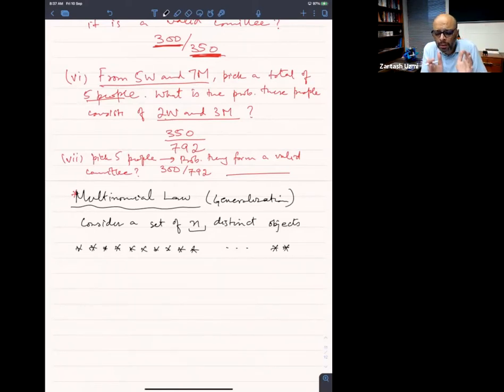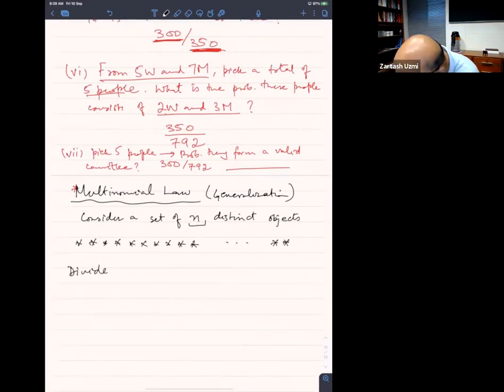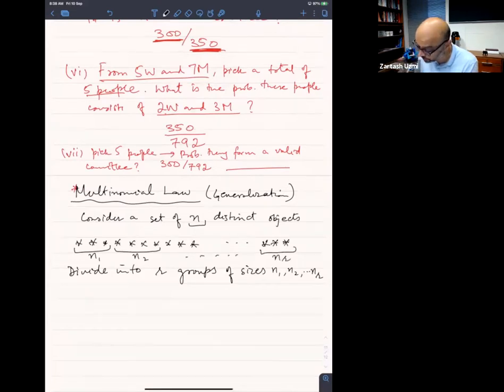But what if I have to make a group from a large number of objects? I have to make a group जिसमें 4 लोग हों, फिर एक और ग्रुप जिसमें 3 लोग हों, फिर एक और ग्रुप जिसमें 2 लोग हों, एक और ग्रुप जिसमें 5 लोग हों. So what if I need to make multiple groups? So divide into r groups of sizes n1, n2, ... up to nr, which means पहले ग्रुप के अंदर n1 लोग होंगे, दूसरे ग्रुप के अंदर n2 होंगे, and so on, और आखिरी वाले ग्रुप के अंदर nr लोग होंगे, such that n1 plus n2 plus so on up to nr is equal to n. इसको ऐसे भी लिखते हैं कि summation of ni, summed over i going from 1 to r, is equal to n.